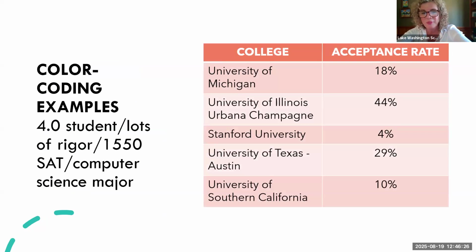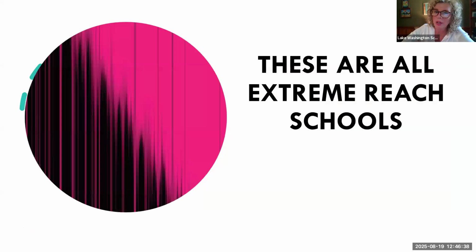And my example is a 4.0 student, ton of rigor, 1550 SAT, and they want to be a computer science major. How would you color code these? And just to get to the punchline, all of these would be extreme reach schools. And talking about majors, certain majors, computer science, engineering, business, nursing, they can be very, very selective. It can be very hard.